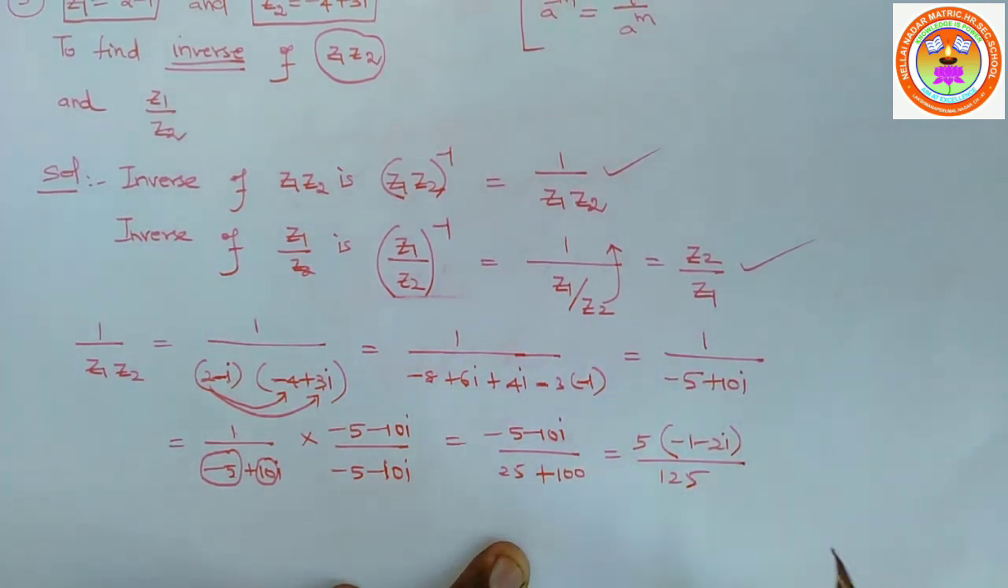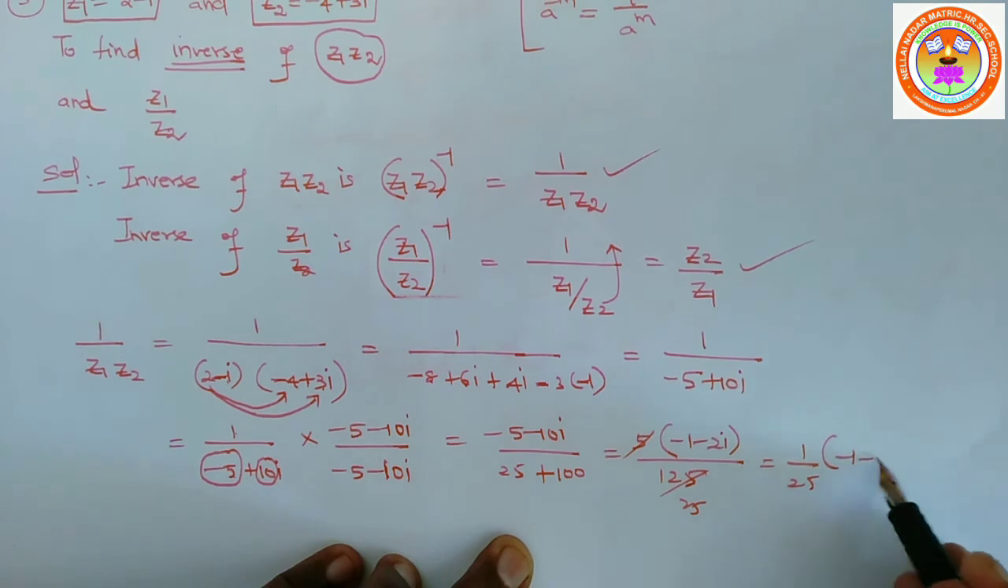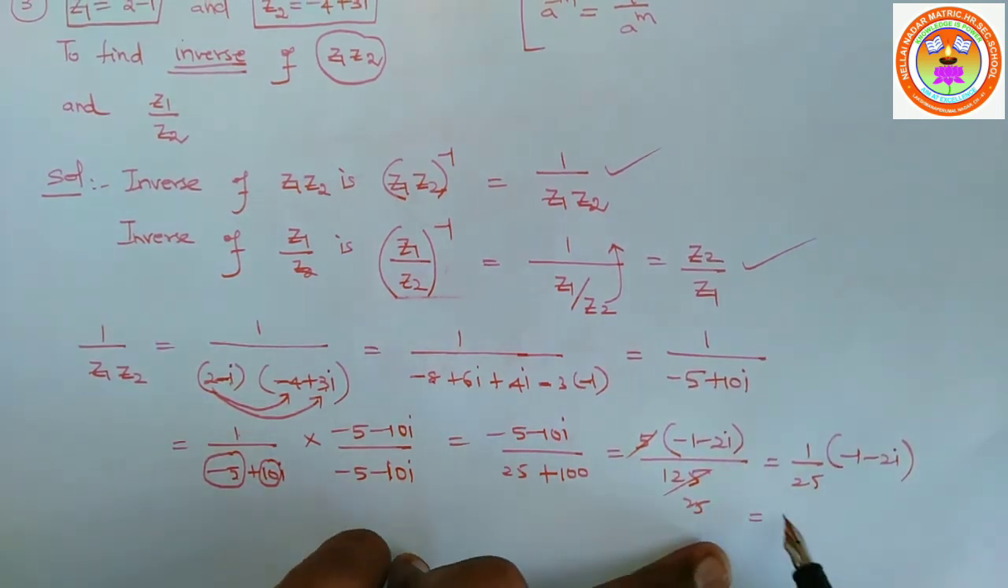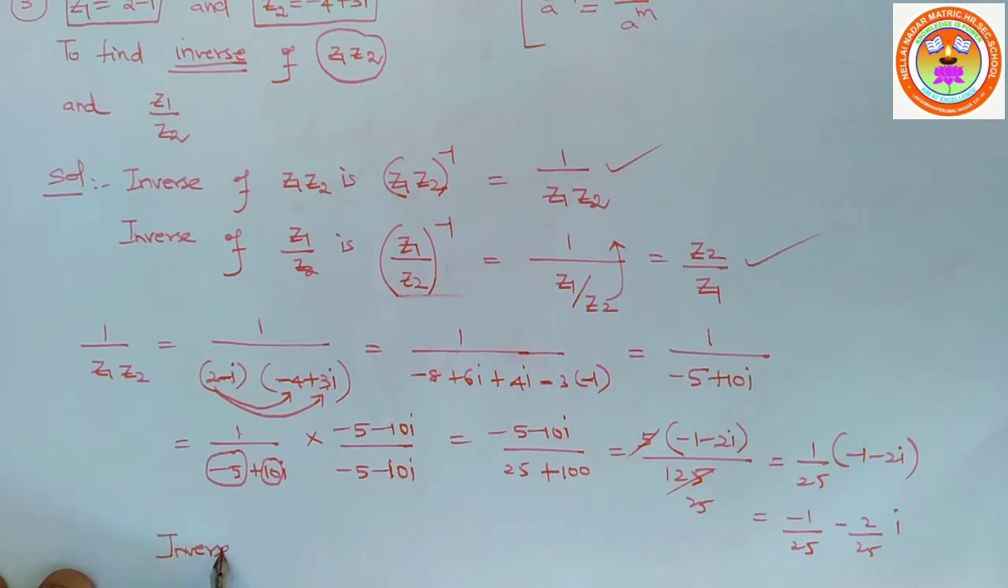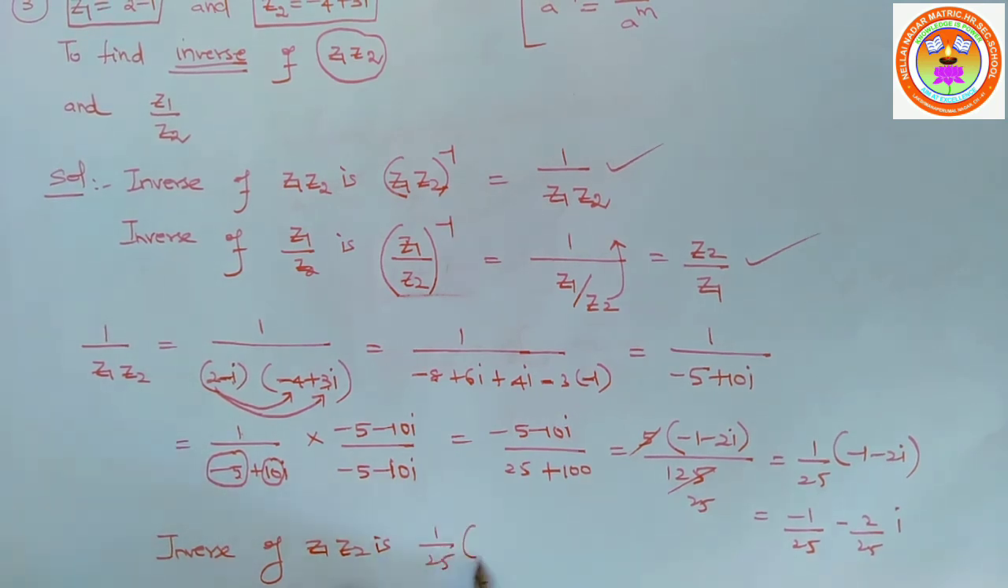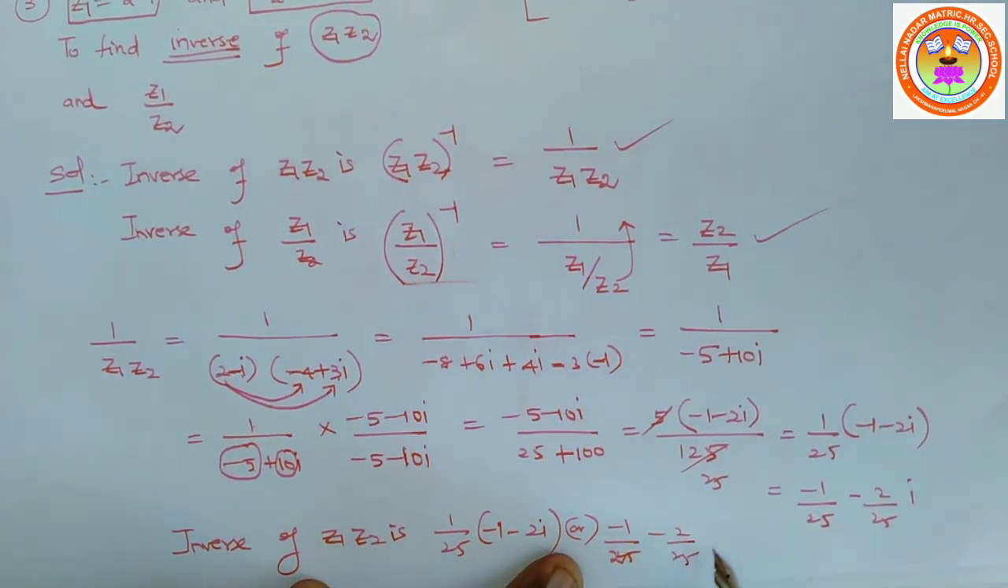And 125 is nothing but 5 times 25. Now I can make a cancellation: 1 divided by 25 times minus 1 minus 2i. Otherwise I can write it as minus 1 divided by 25 minus 2 divided by 25 i. This is also the correct answer. So this is the inverse of z1 z2. Therefore, the final answer: the inverse of z1 z2 is 1 by 25 times (minus 1 minus 2i), otherwise minus 1 by 25 minus 2 by 25 i.